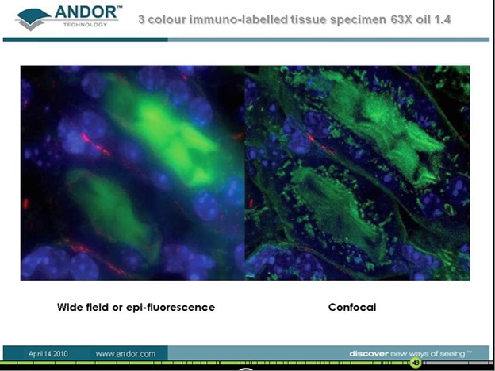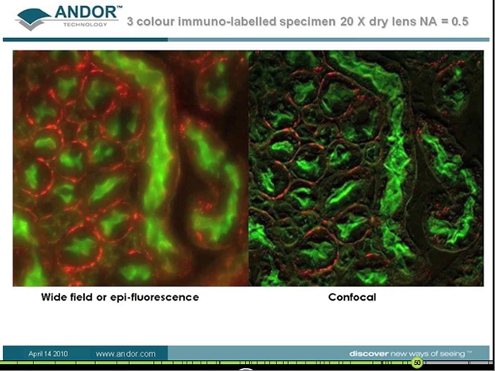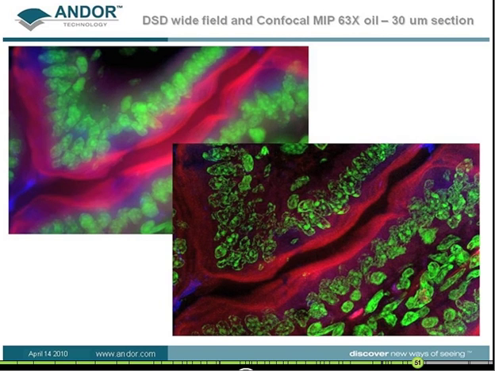We can do this not only at high magnifications, we can also do it at 20x with a dry lens. And again, this shows you the strong ability to reject out-of-focus light. You can do it in thick sections here. This is a 30-micron section in comparison to the wide field. And you can see an enormous amount of detail in the cell nuclei here that are completely lost in the wide field image.